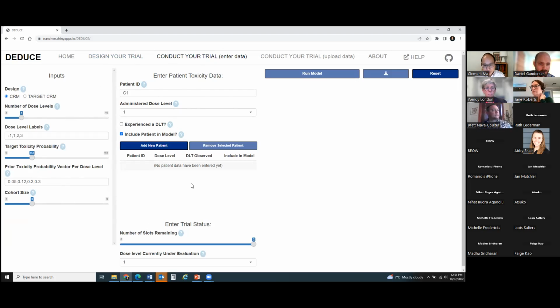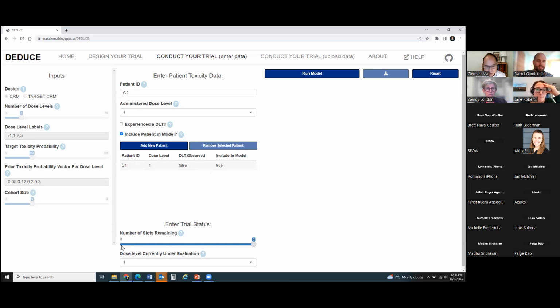And then here you enter your observed patient data. You would enter your patients one by one. So let's say we enroll patient 1. Let's say they didn't have a DLT. And then let's say we specify the cohort size as 3 patients each. Since we've only entered 1 patient so far on dose level 1, there are 2 slots remaining in the current cohort.